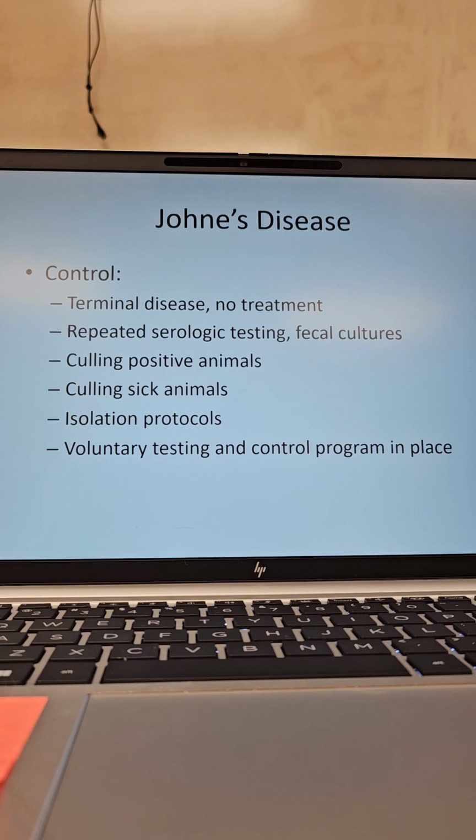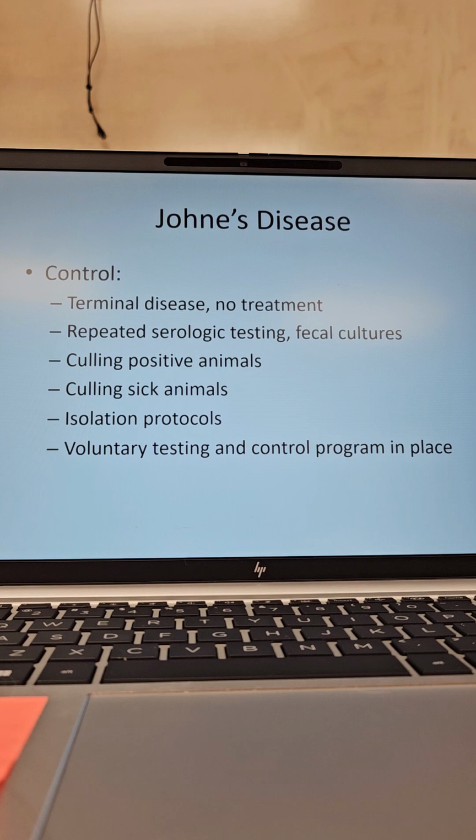Treatment, or how to control it: it is a terminal disease. There is no treatment. This is important. That's probably a test question. It is terminal. They're going to die. There's no ifs, ands, or buts about it. There's no treatment. Repeated serological testing and fecal cultures.